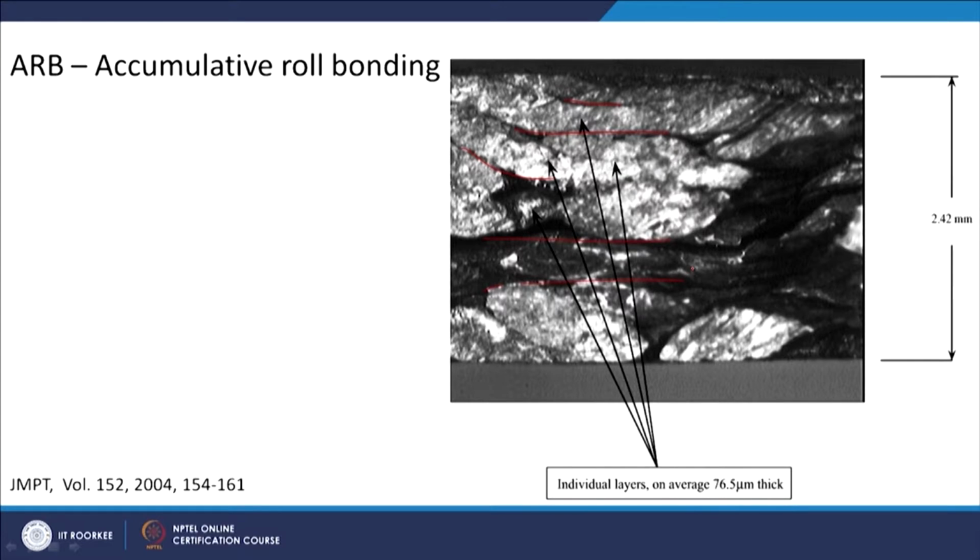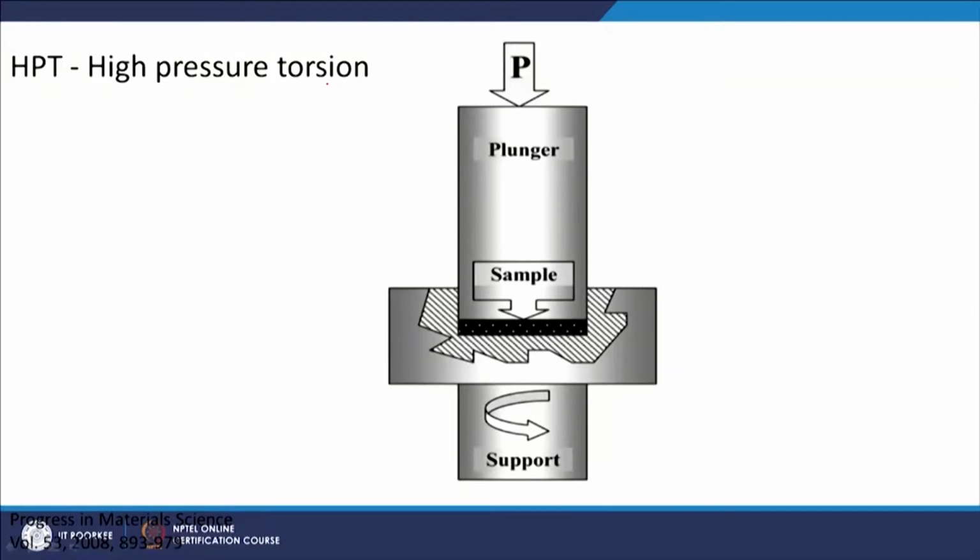Individual layer, they are saying, is around 76.5 micron thick. And because of this interface which you form, you will not get very good ductility in this material, because this interface will give way, the material will separate out, and then you will not reach the deformation which you want.